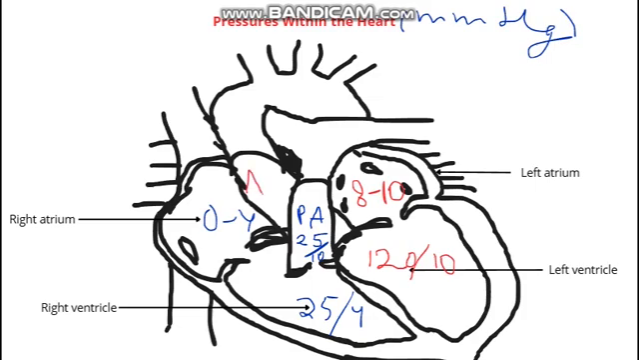And in the aorta, the normal pressure is usually 120 during the systole and 80 during diastole.